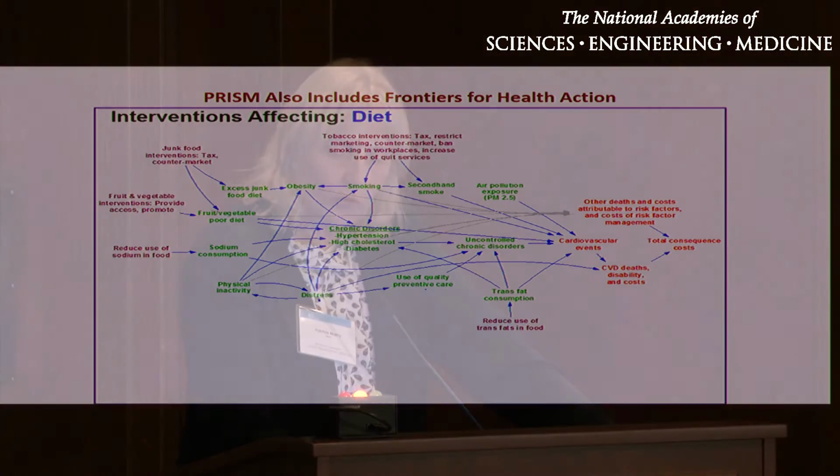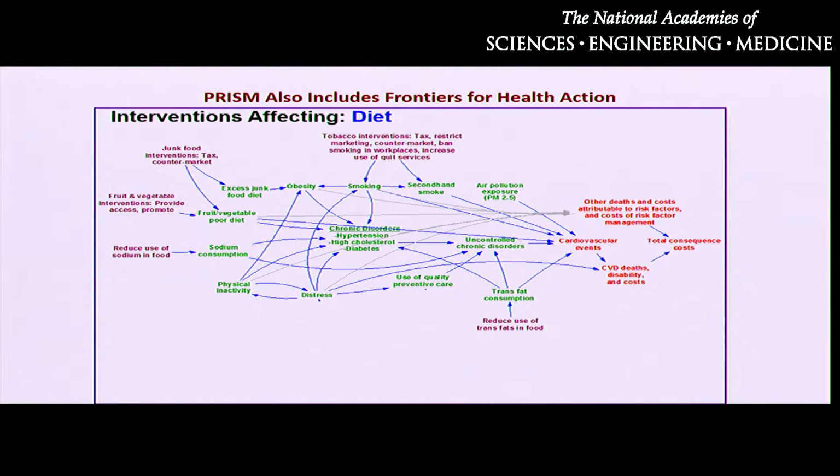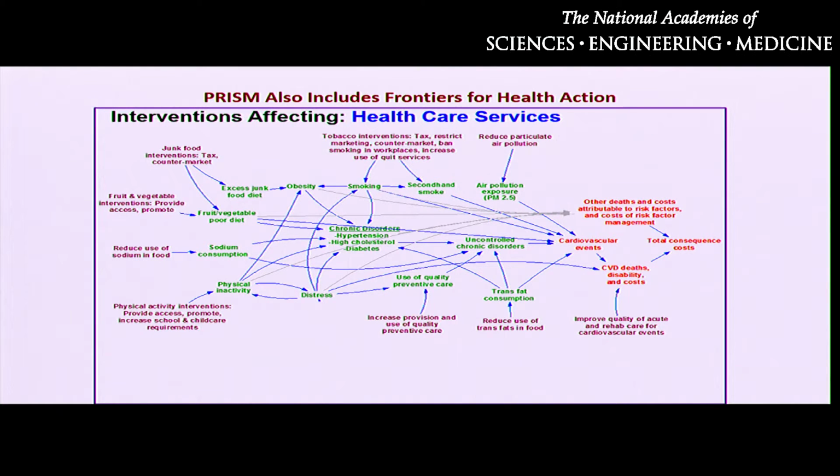In this case, those could be the guidelines that go on top of that, and you see which multiple proximal factors they each affect. So tobacco interventions would affect both smoking and secondhand smoking. And you see that secondhand smoke contributes to cardiovascular events, but also smoking itself does. So both of those contribute. Junk food interventions, like taxes, would affect not only excess junk food in the diet, but also fruit and vegetable intake if there's substitution. And so on.